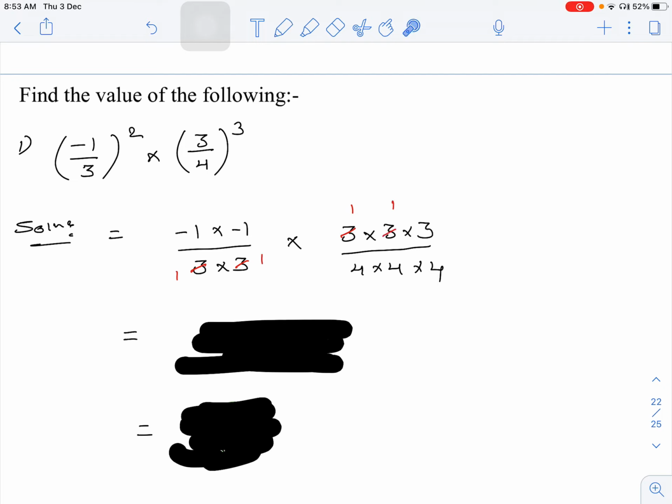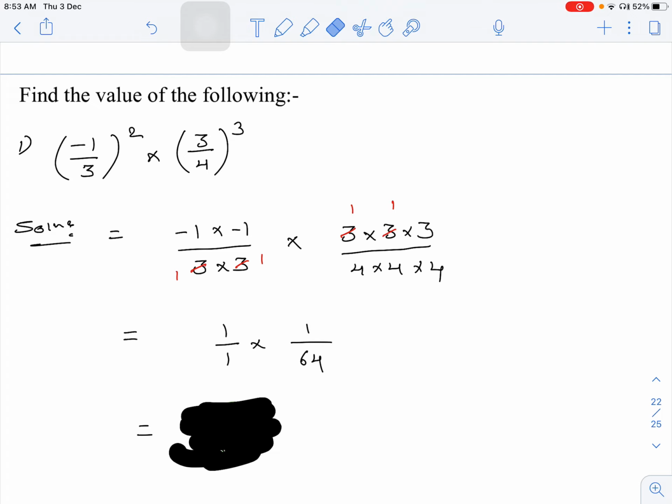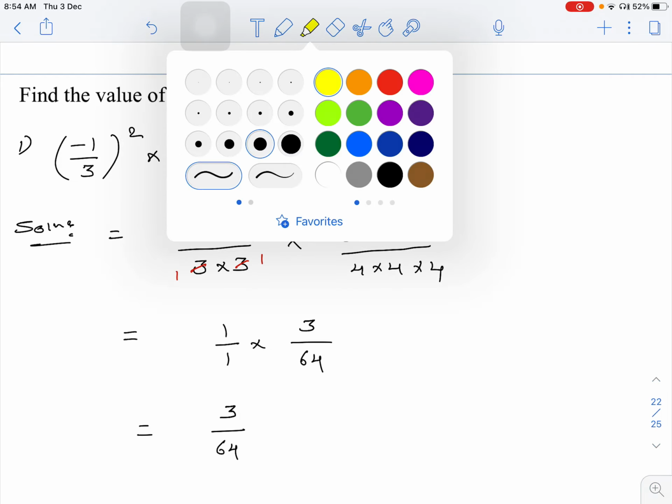Okay. So now here what do we get? Minus into minus is plus. So finally we get 1 upon 1. Okay. And here 3 is remaining over here. So that correction we will make here. So it will become 3 upon, now this 4 fours are 16, 16 fours are 64. Now what will we do? 3 ones are 3, 64 ones are 64. So our final answer should be 3 upon 64. Okay. So now this is our final answer.